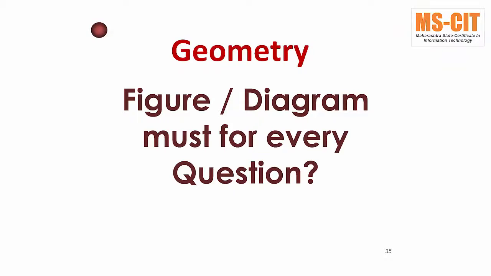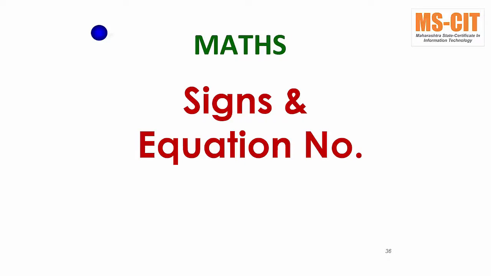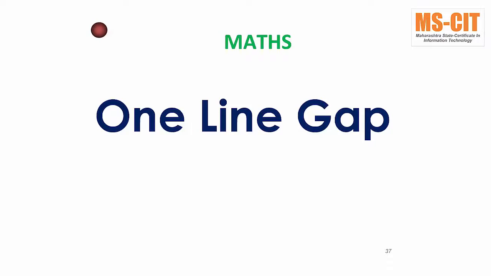In geometry, figure or diagram is a must for every question. Question may be of 1 mark, 2 marks, 3 marks, but drawing a figure is compulsory. Normally in mathematics, algebra, geometry, we use for every step the therefore or is equal to sign. Don't forget to give that sign. Between two steps, there must be a gap of one line.